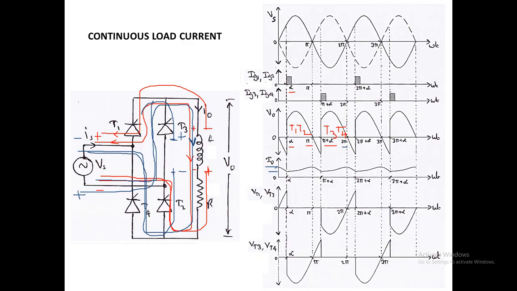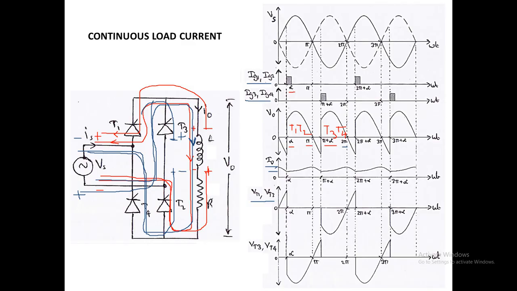So these are the firing pulses. IG1 and IG2 are the firing pulses for T1 and T2. IG3 and IG4 are the firing pulses for T3 and T4. So the next one will be the voltage across the thyristors VT1, VT2, that is T1 and T2.